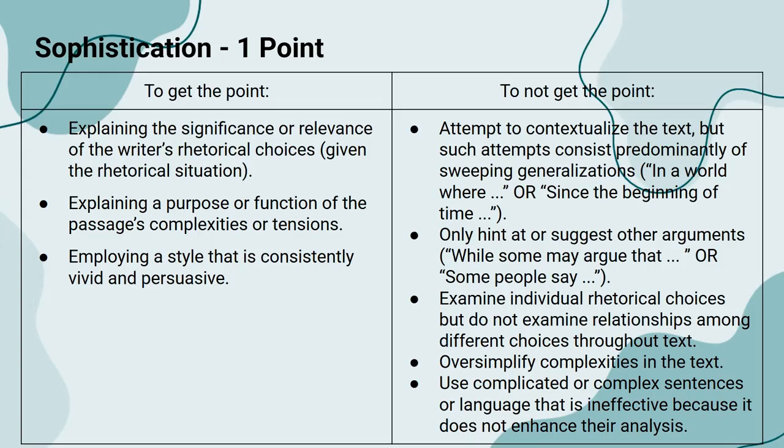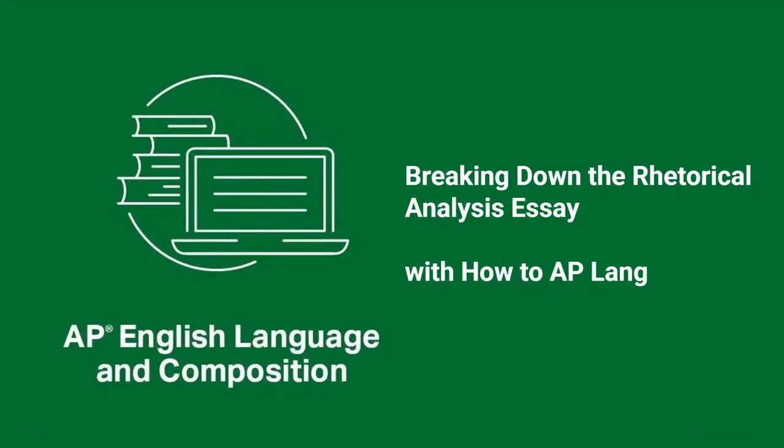Again, sophistication is a very challenging point to get. I'd say sophistication is really only going to come to you if you're really working hard on this essay, if you're already a good writer, or if you can write quickly. If those things aren't you and you're already struggling with AP Lang, this is going to be a very challenging essay to get the sophistication point on. So that is everything, all the 6 points you can get on the rhetorical analysis essay.